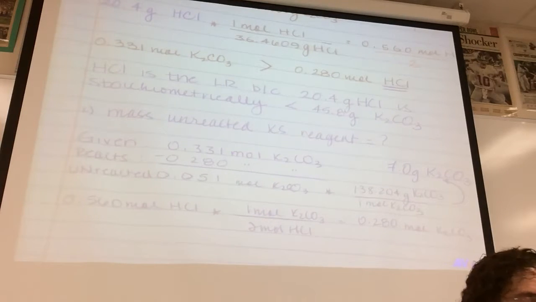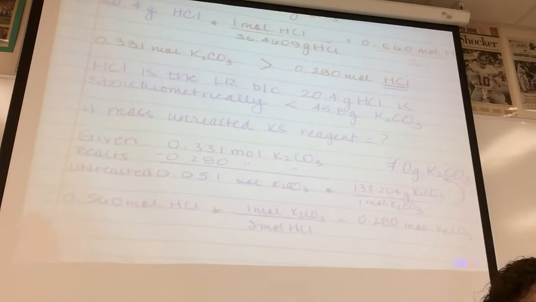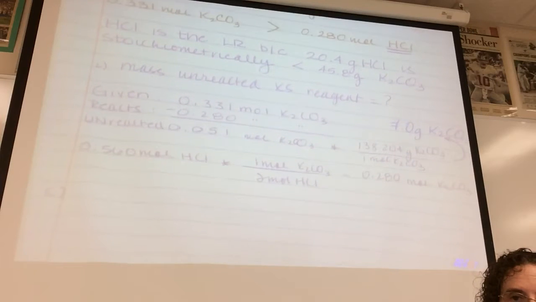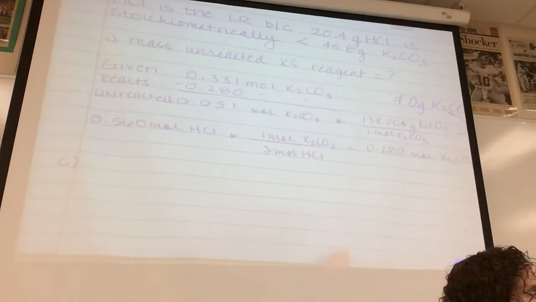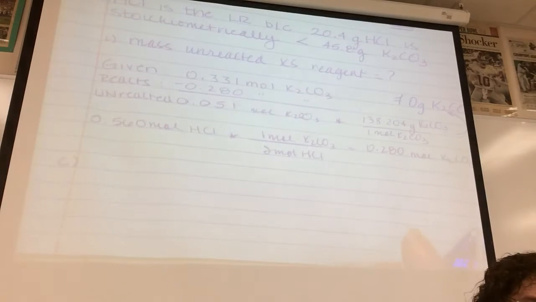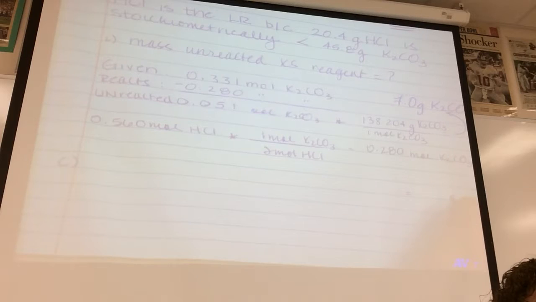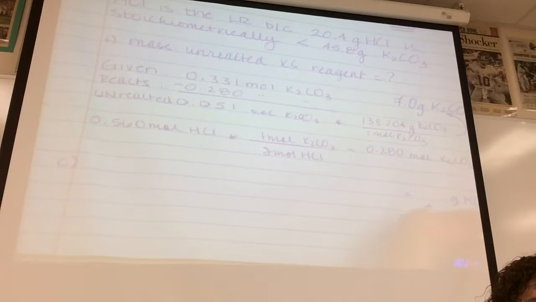So also from the other day is what C is asking for. C is asking for the theoretical yield, that is the mass in grams unless specified otherwise, of potassium chloride. So the theoretical yield will be the mass of potassium chloride.